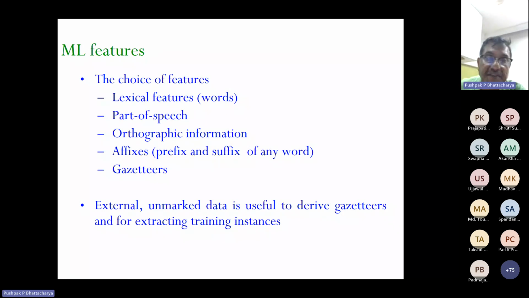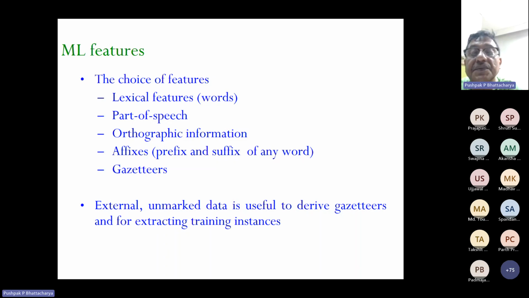What machine learning features are used? Lexical features like words, the properties of the words, part of speech, orthographic information, what suffixes it uses, affixes, prefixes, suffixes, does it appear in the gazetteer? If it appears in the gazetteer, then which part of the gazetteer? Is it in the gazetteer of cities or in the voter list? Okay, all this information are features and they can be aggregated.